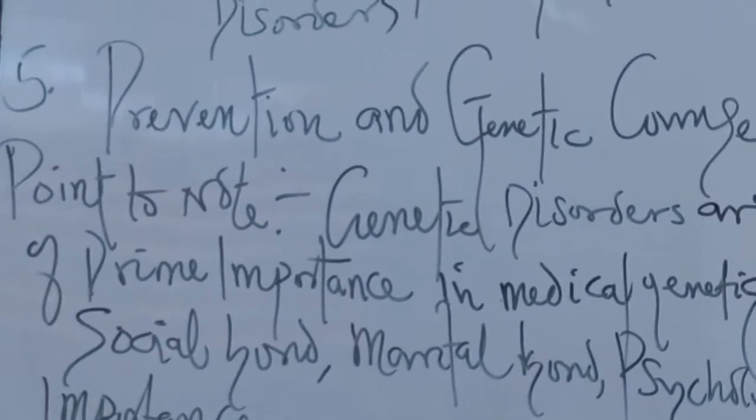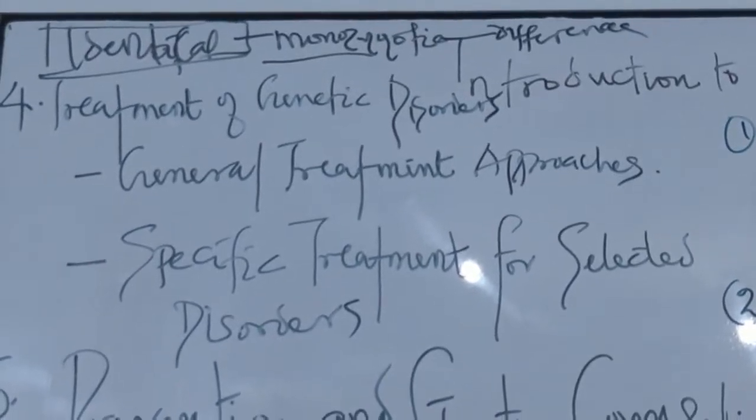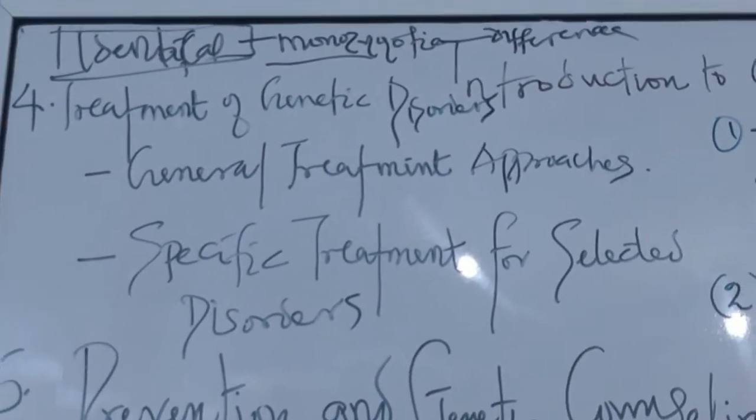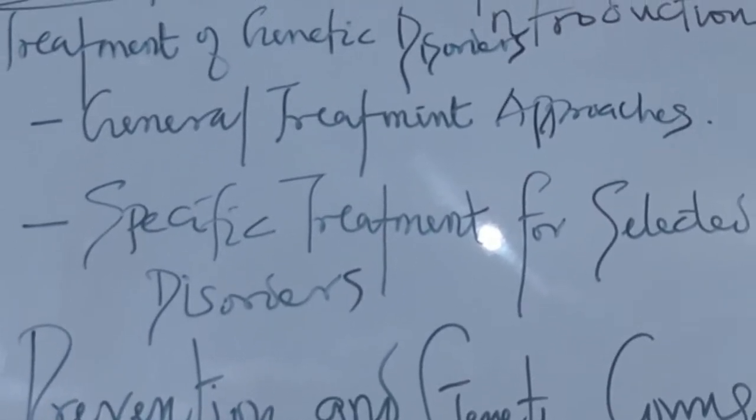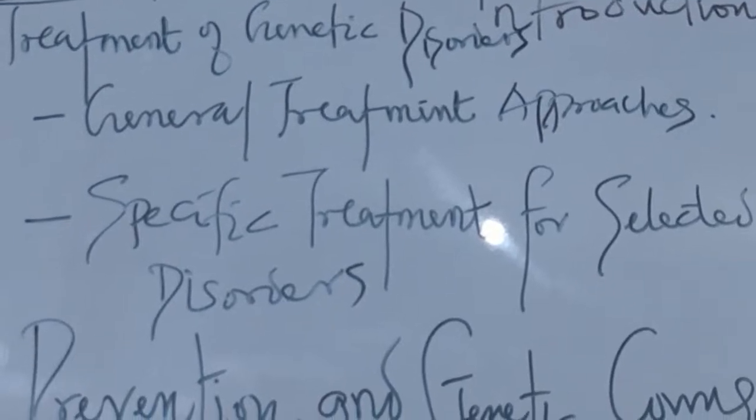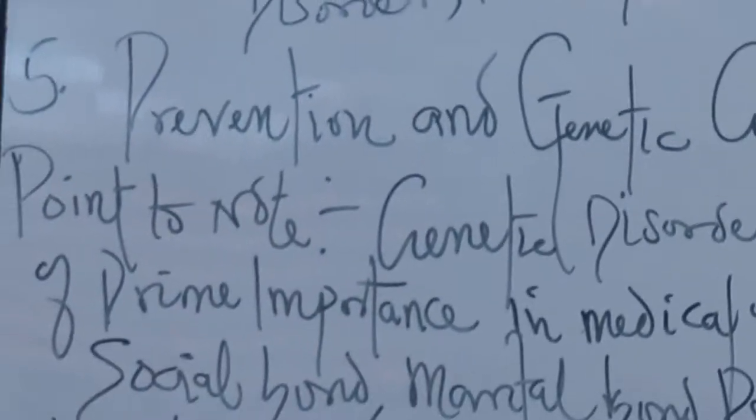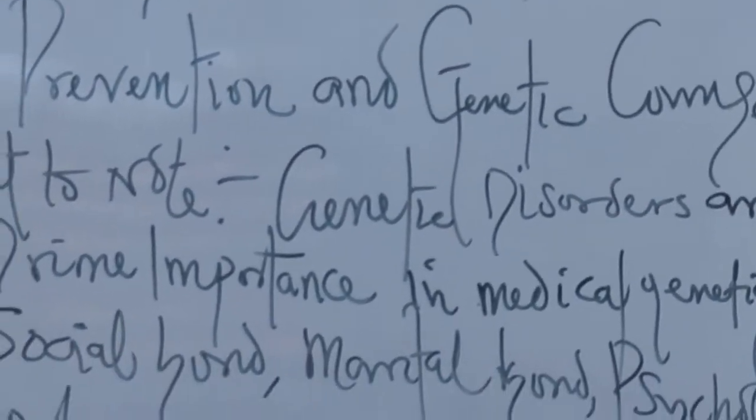Then the fourth one has to do with prevention and genetic counseling. Treatment of genetic disorders. We'll look at general treatment approaches. Then we'll look at specific treatment for selected disorders. So after that, we'll now look at prevention and genetic counseling.